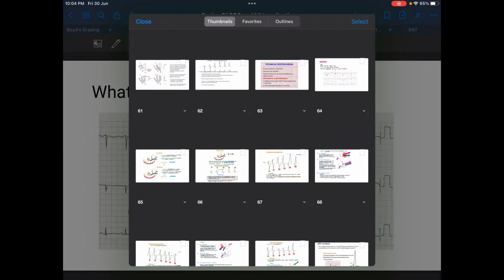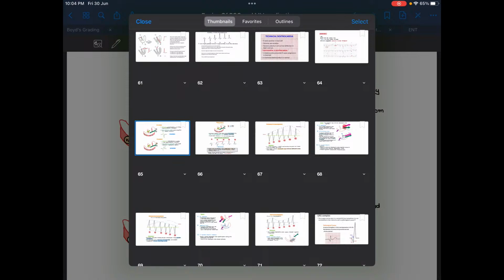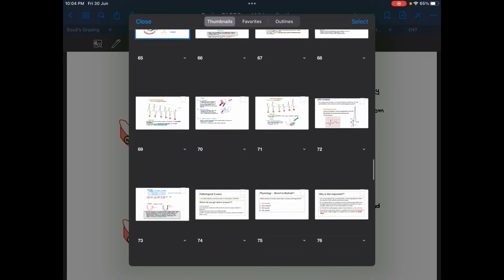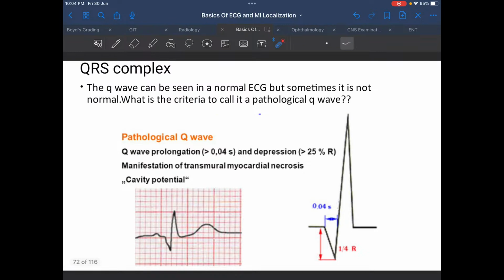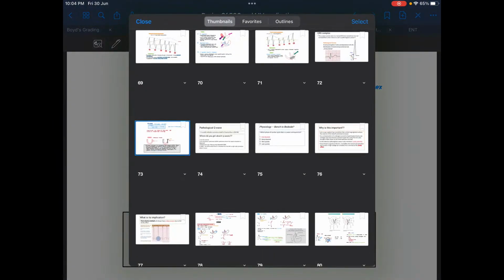Then we are going to discuss your normal R wave progression, how the normal R wave progresses across your precordial chest leads. Then we are going to discuss the normal QRS complexes, and then in that we are going to discuss a very important thing, that is the permanent footprints of your MI. That's the pathological Q wave, and how do we interpret it and what is significant for us.